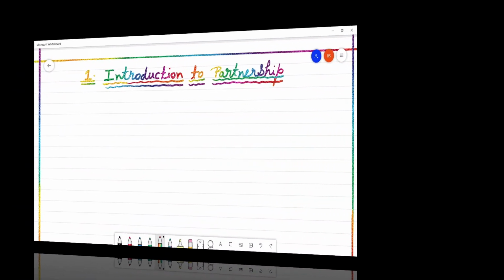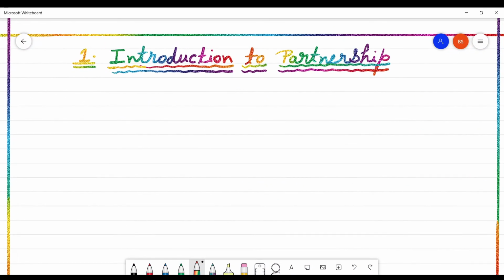Students, we are going to learn Introduction to Partnership. Only short sums and short theories are asked from this chapter, but I shall also teach you long sums from this chapter because this chapter is the base of the second chapter.